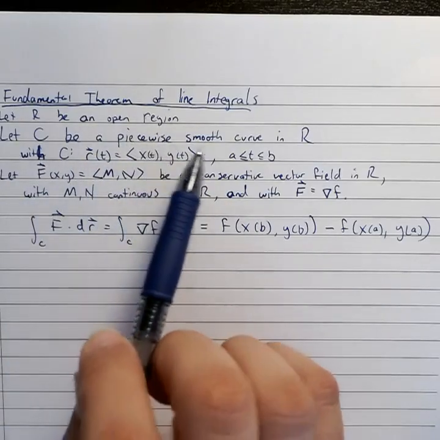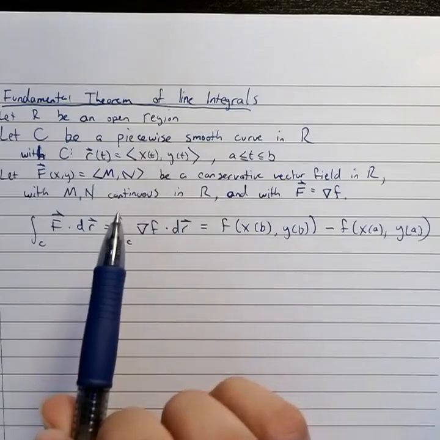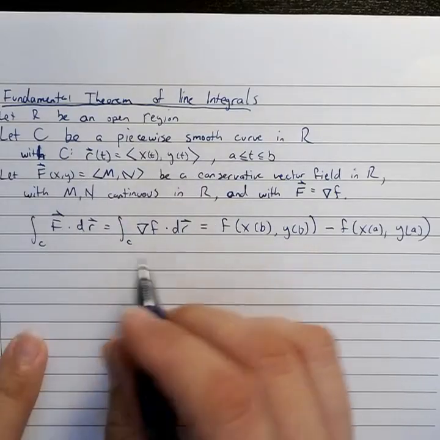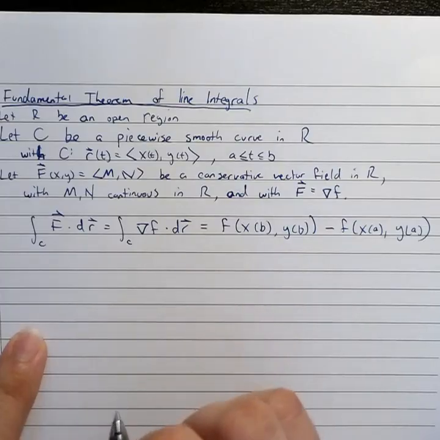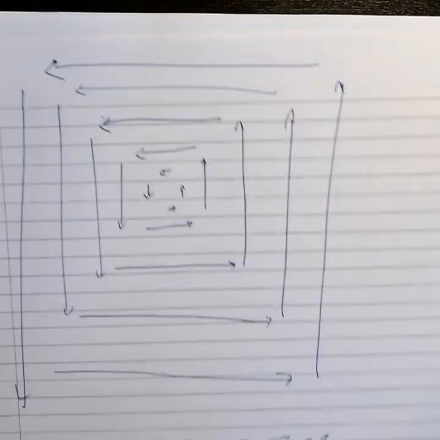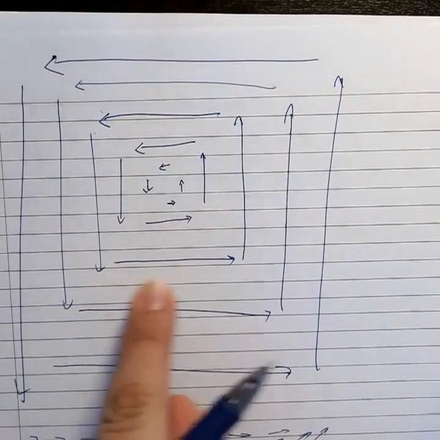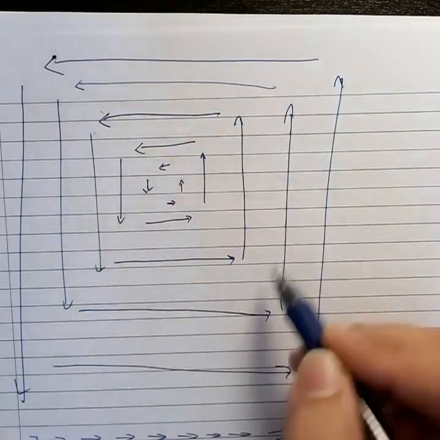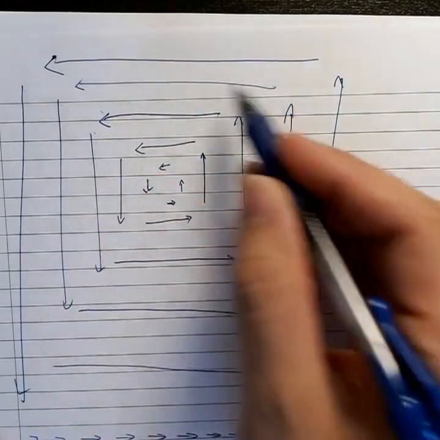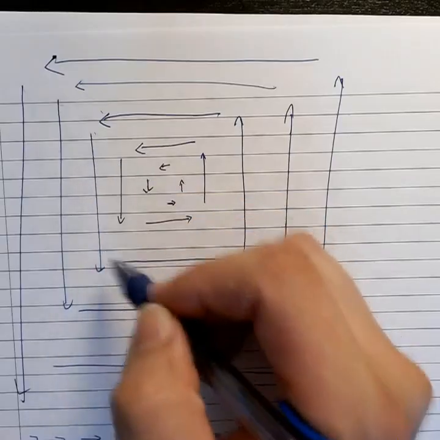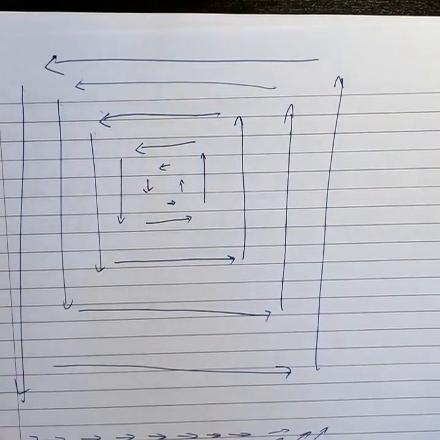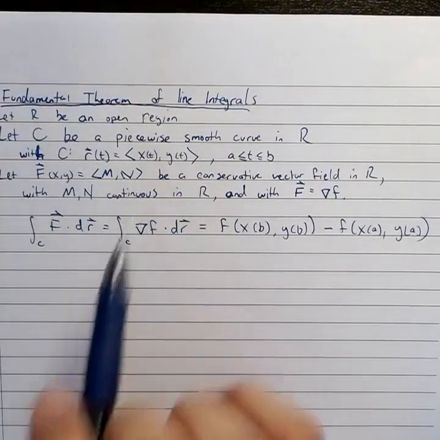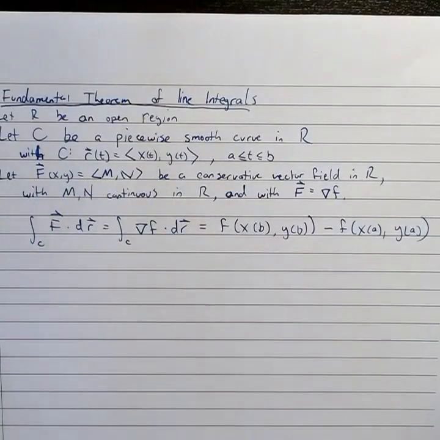Let C be a piecewise smooth curve in R. When you say piecewise smooth, that means it doesn't have to be totally smooth, as long as you could break it into 2 or 3 or 4 pieces that were smooth. Something like this. All right, this is smooth, smooth, and smooth, even though right here we do have a cusp. So it's not smooth all the way, but it's smooth for several pieces. You could cut it into pieces that were smooth. Okay? So let C be a piecewise smooth curve in that open region R.